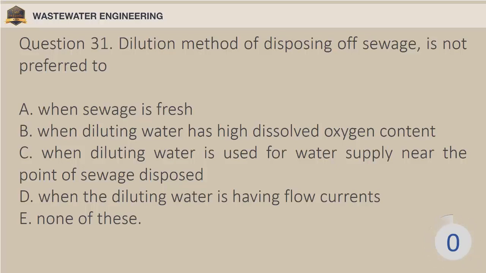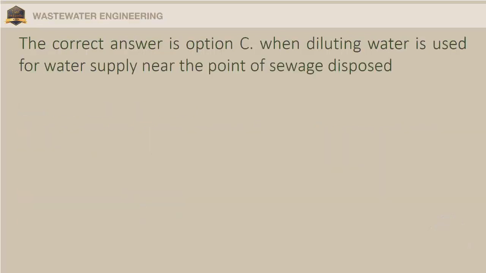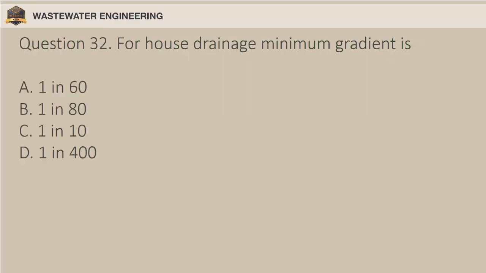The correct answer is option C. When diluting water is used for water supply near the point of sewage disposal. Question 32. For house drainage minimum gradient is A. 1 in 60. B. 1 in 80. C. 1 in 10. D. 1 in 400.